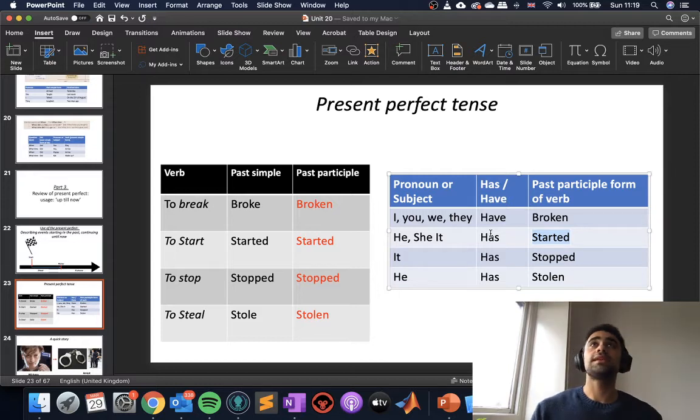But sometimes we can use the past participle in other ways to describe something. So we can say the window is broken. In Arabic, it will be sifa, so it will be an adjective this way. So the window is broken. This is not present perfect, but we are using the past participle version of the verb.